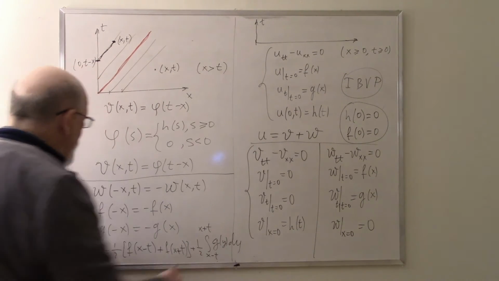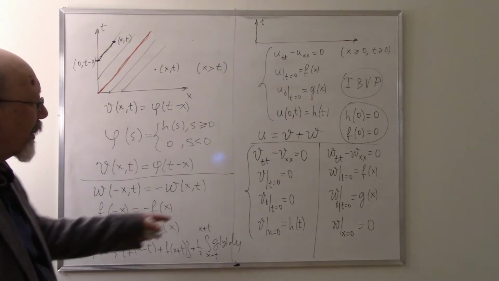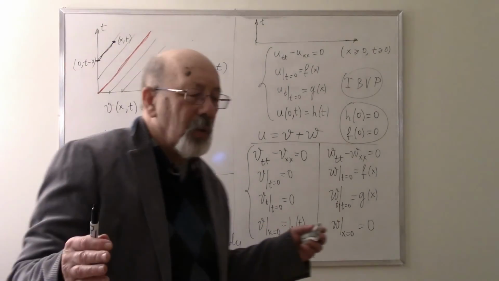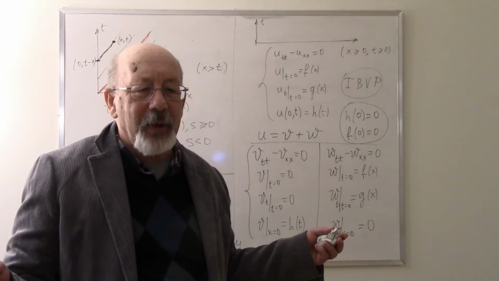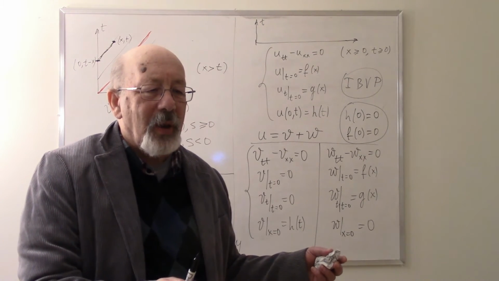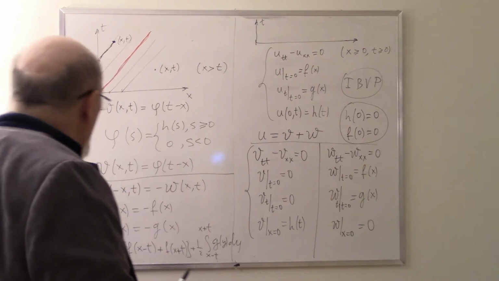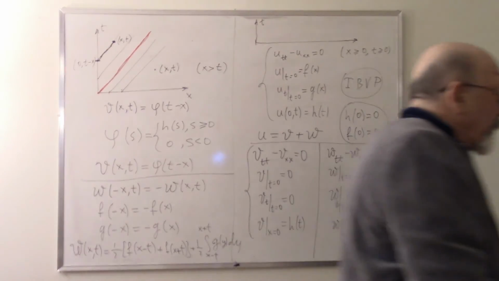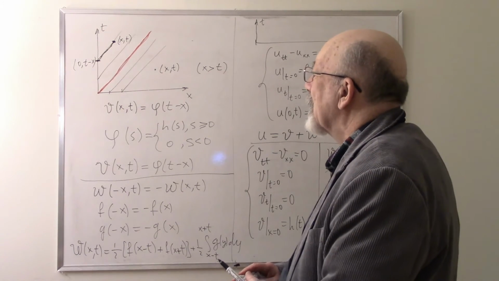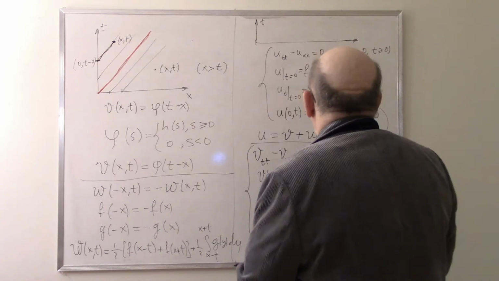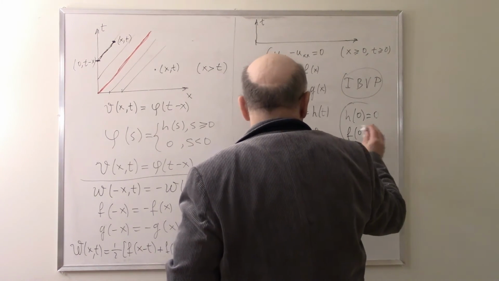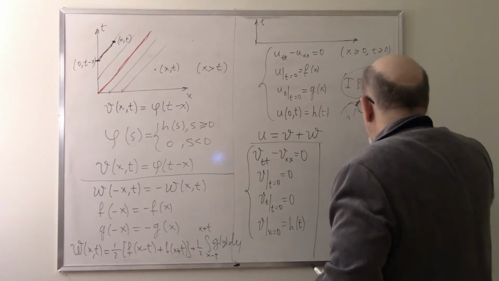So this is the solution of this problem. In fact, it gives a solution on the whole line, for all x, positive and negative, but we just restrict it to the positive half line. In particular, this v gives us a solution of the following problem. Let me leave only this.